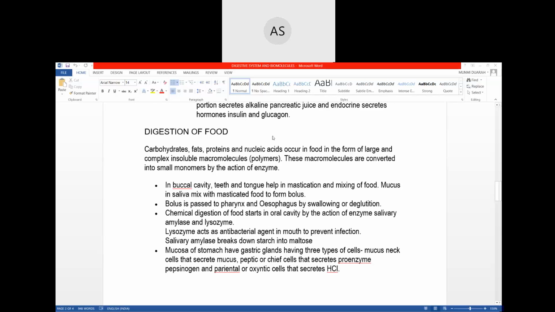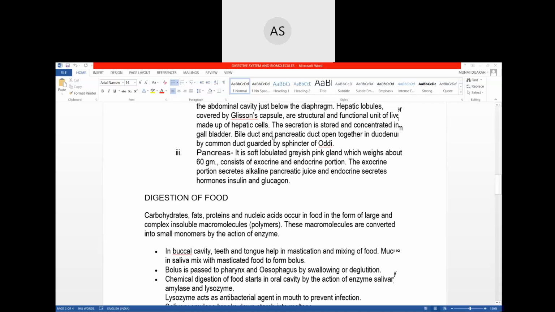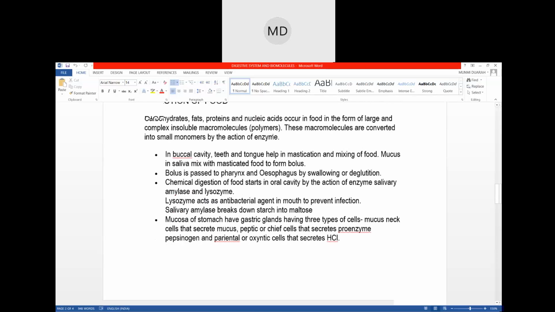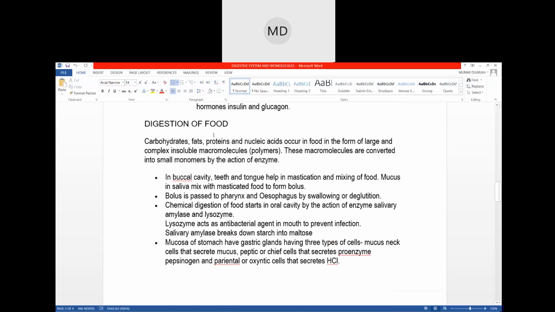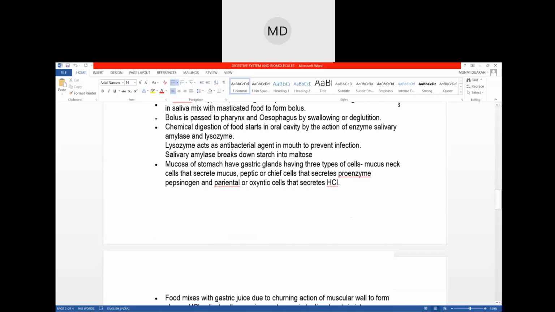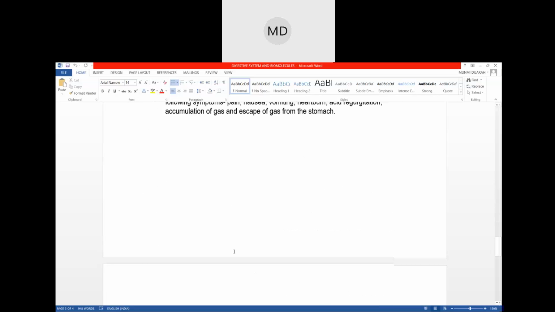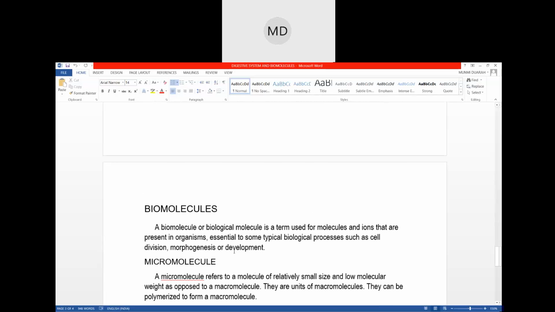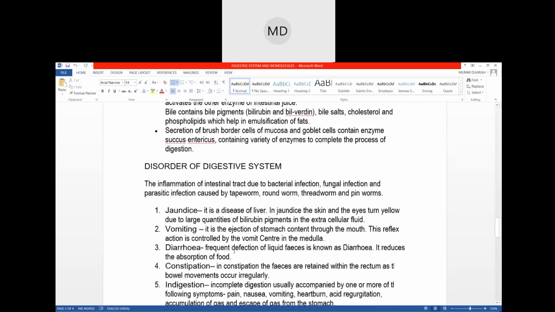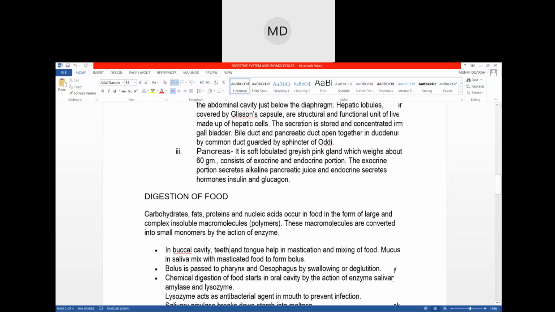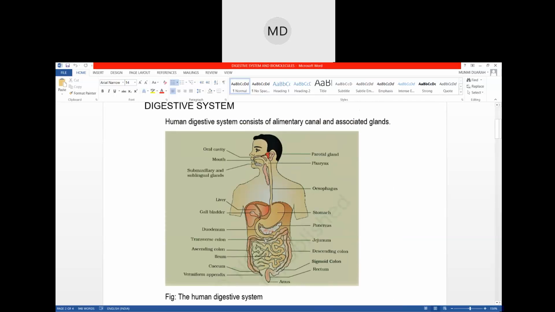So until now we have discussed the alimentary canal and the associated glands of the digestive system. Today we will discuss the digestion of food, how food is digested, the diseases associated with digestion, and then the biomolecules. Let me take out the diagram and then explain.